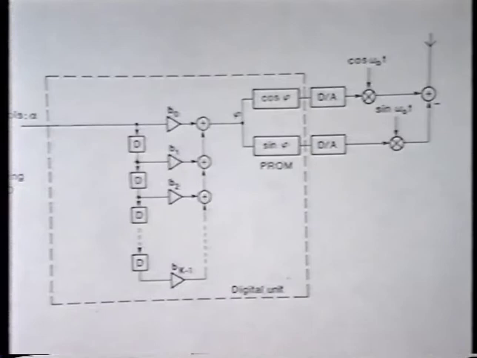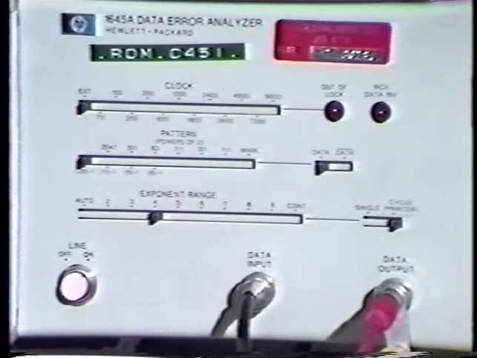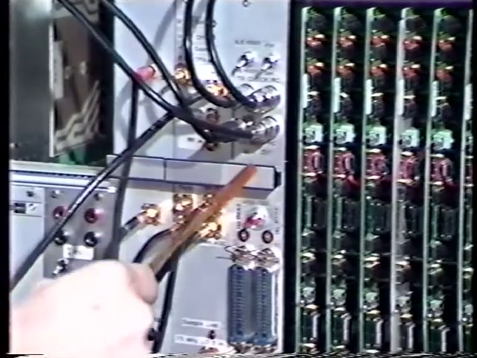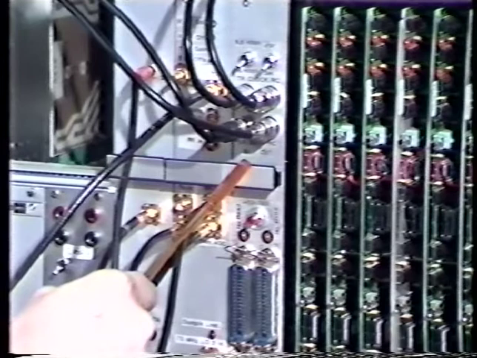Here we see the total modulator, which filters the input signal, and the filtered signals are fed to PROMs which perform cosine and sine conversion. These two signals constitute the X and the Y channels. The data pattern is generated by this unit. We can choose any sequence from a repertoire.